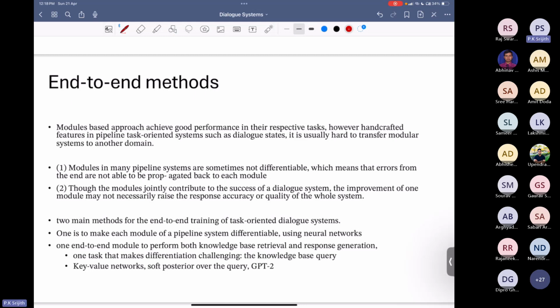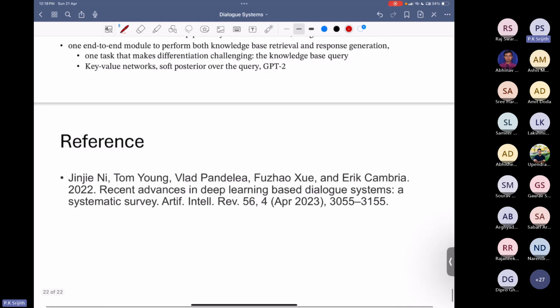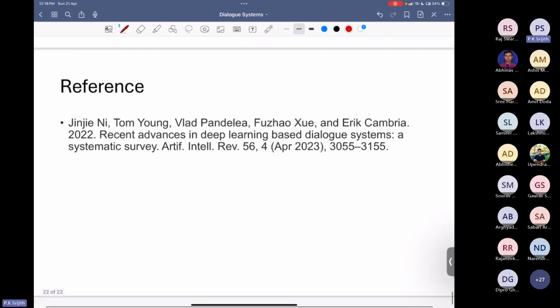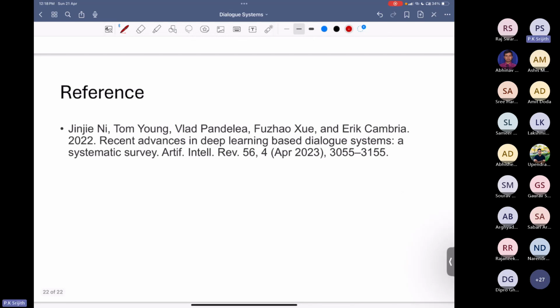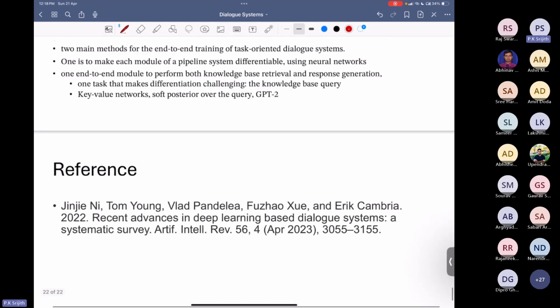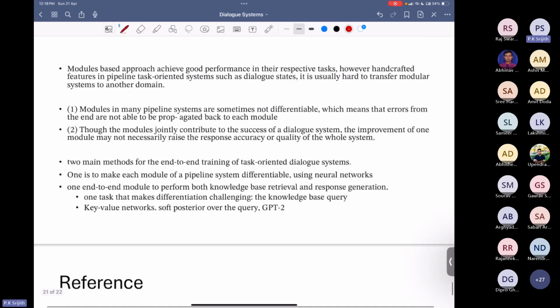Right. So this is one very good reference that you can follow to understand the recent advances happening in dialogue systems, especially from the deep learning perspective. So I will stop here, and if there are any questions on what we discussed so far, we can discuss.